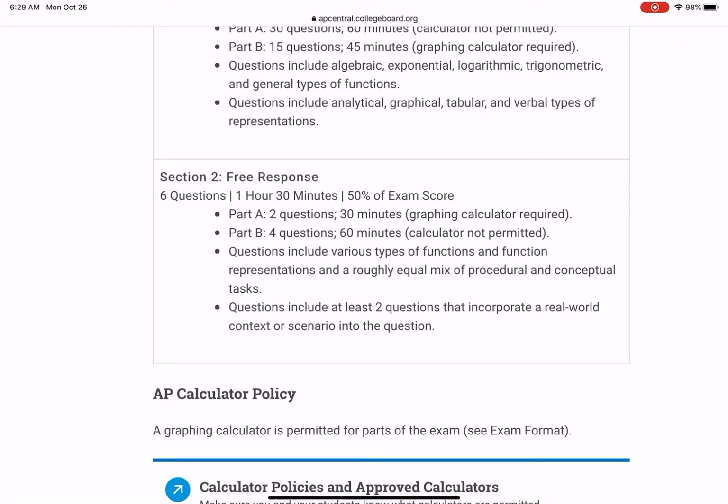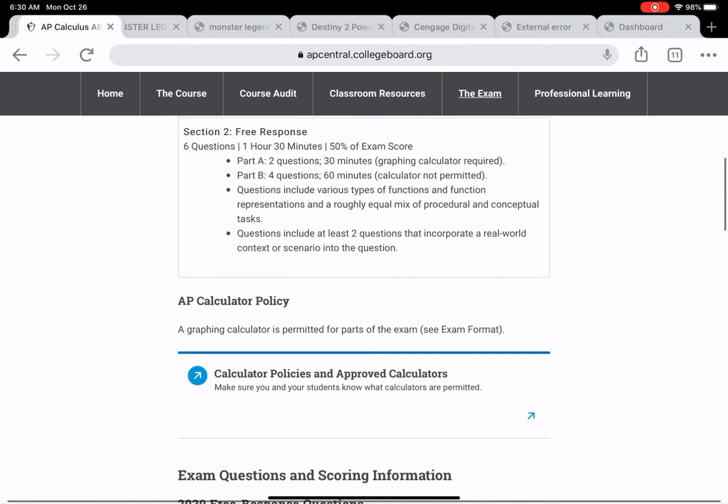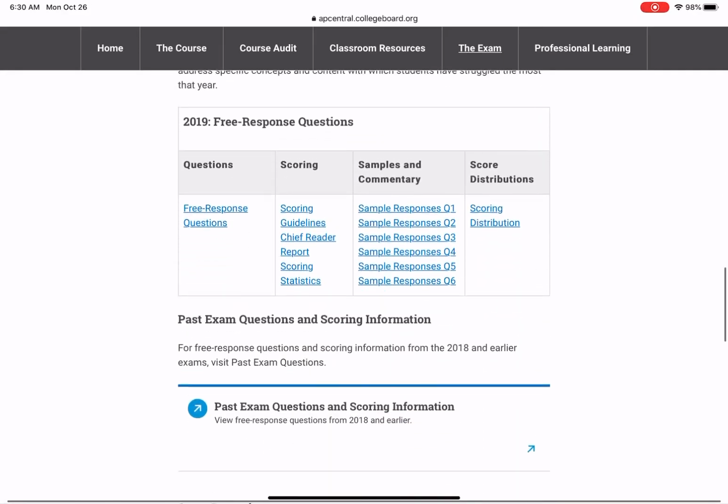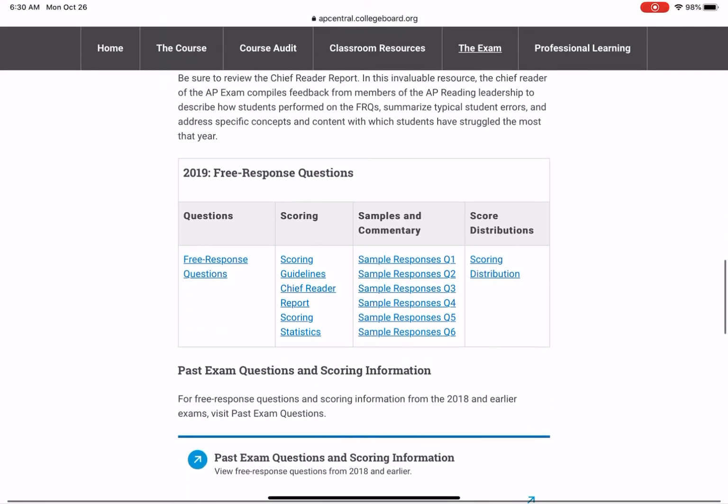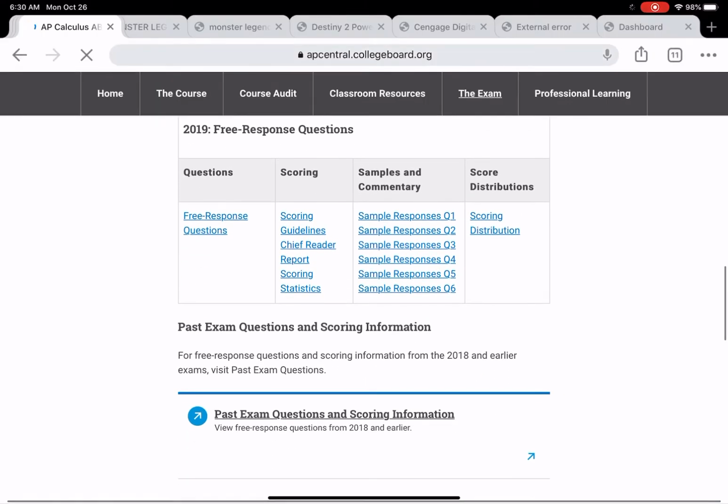3 of these are common on both of the AB and BC calculus exams. You have the exact same questions. The other 3, though, wild cards. All right, so I'm going to scroll down here to the free response section and actually look at some past exam questions.